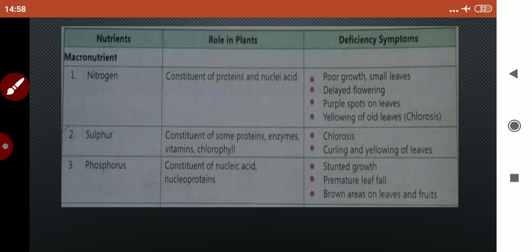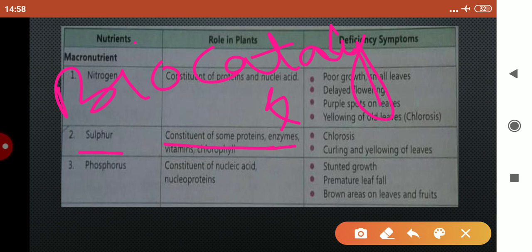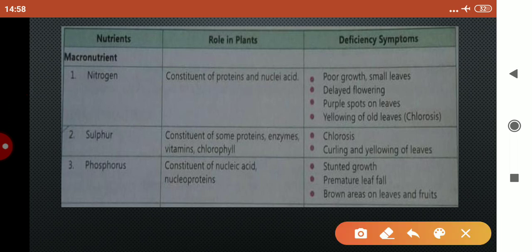Now the next macronutrient is sulfur. Sulfur is a constituent of some proteins, enzymes. Enzymes are biocatalysts. Biocatalyst means the catalyst present inside the human body, inside the living organism. Now these enzymes have the capability to alter the rate of reaction.